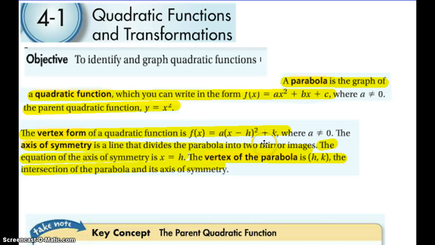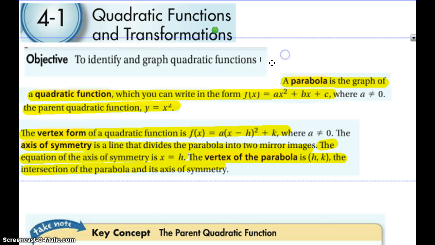Welcome to section 4.1, talking about quadratic functions and transformations. This should be very familiar to us from some of the previous sections we've covered so far this year. But I did want to mention this objective we have right here: to identify and graph quadratic functions.